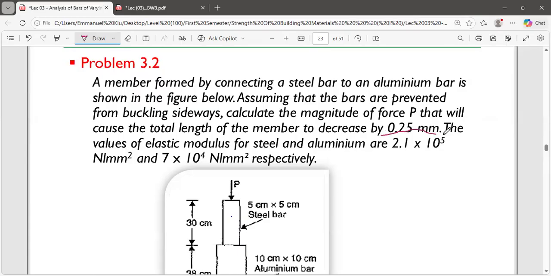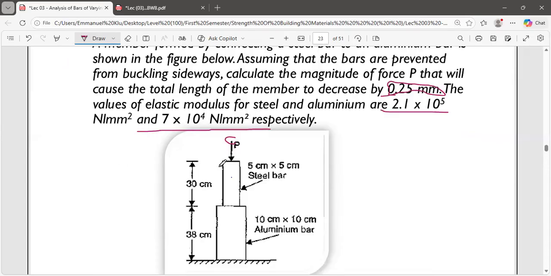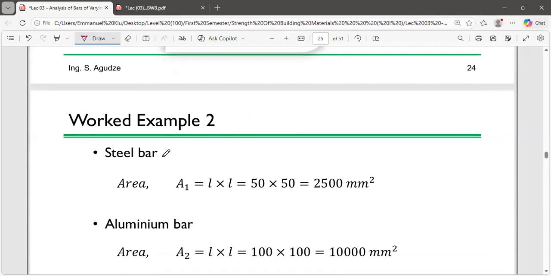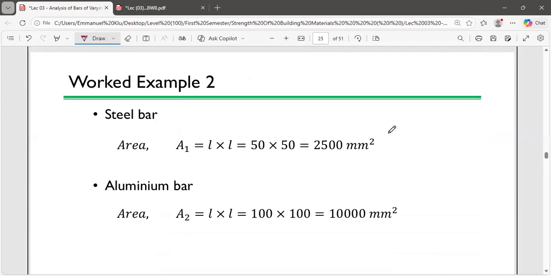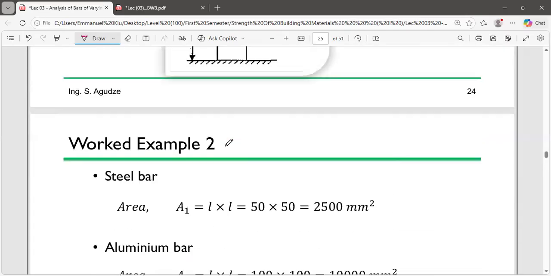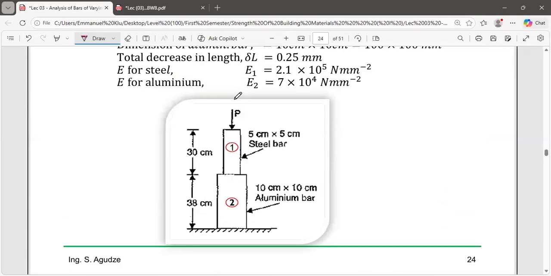So you see that they've given you the total change in length. So you are now supposed to calculate for the P. Okay, it's just a change of subject. The value of the elastic modulus of the aluminum is given as this, and that of the other material is also given as this. So you see over here are different elasticities being provided. First of all, the area of the steel bar was calculated, and also the area of the aluminum bar. You can see the way this one is. It's not a round.